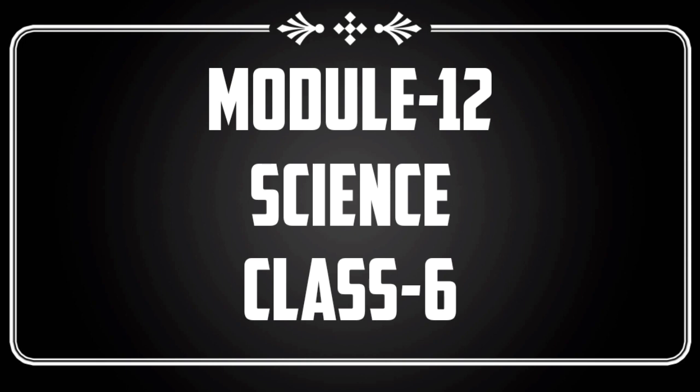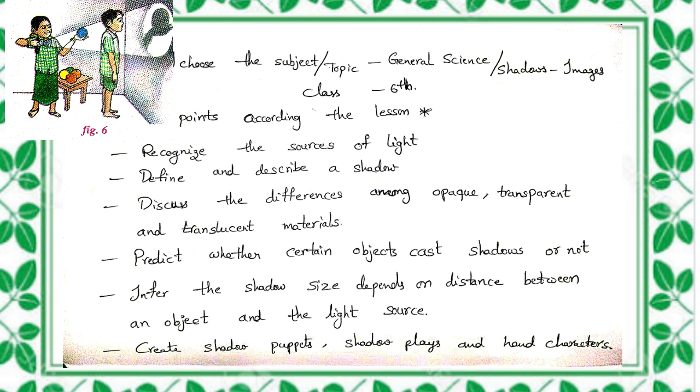Today I am explaining module 12, subject science: shadows and images. Key points according to the lesson: recognize the sources of light, define and describe a shadow, discuss the differences among opaque, transparent and translucent materials, predict whether certain objects cast shadows or not.